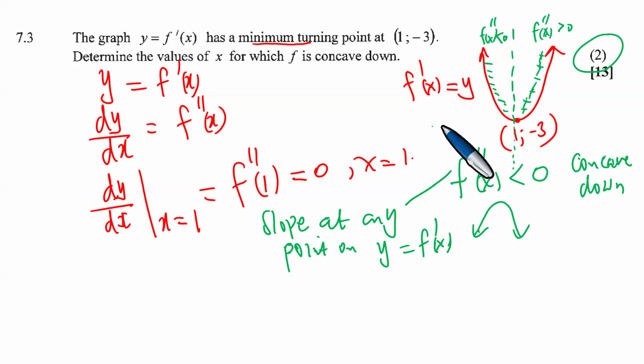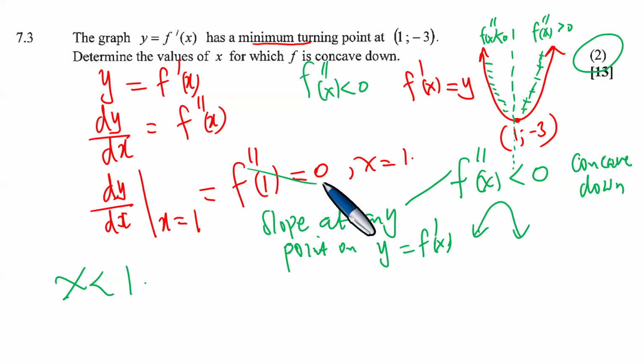And therefore, the values of x for which f is concave down, so for which the second derivative is negative. Concave down means the second derivative is negative, and it is negative when x is less than 1. And that is the answer to the question. Please make sure you understand this. When x is less than 1.